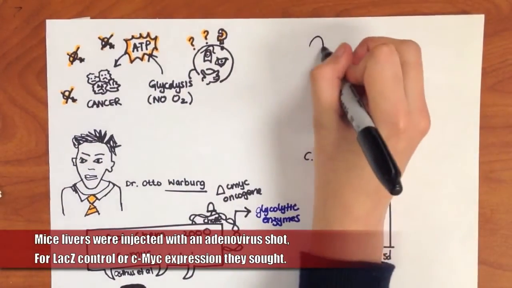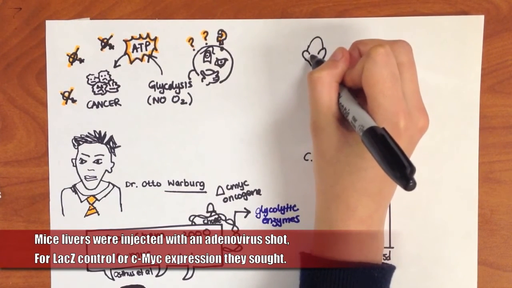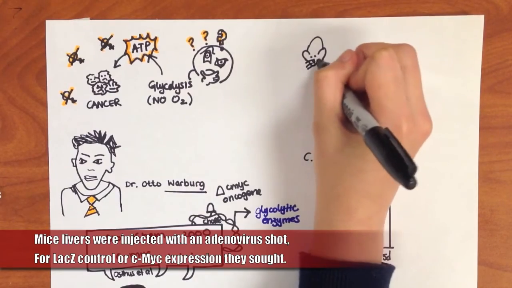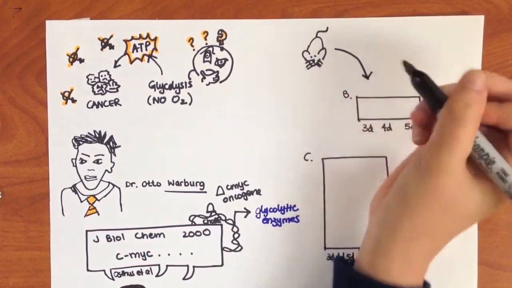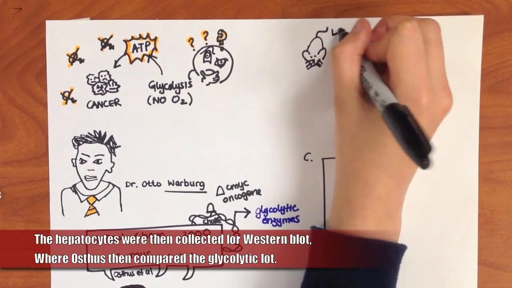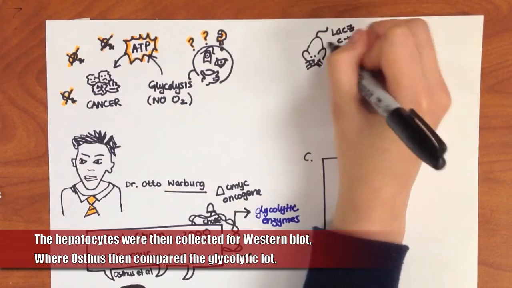Mice livers were injected with an adenovirus shot. For LacZ control or c-Myc expression they sought. The hepatocytes were then collected for Western blot, where Ostis then compared the glycolytic lot.